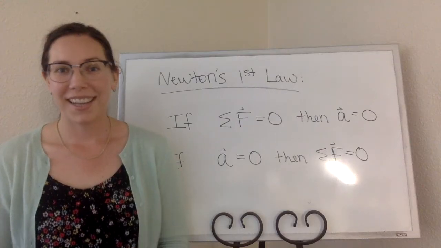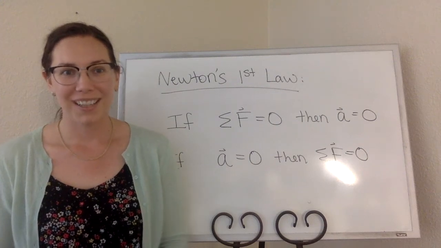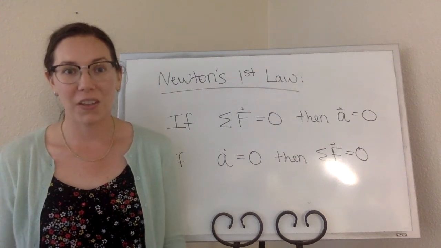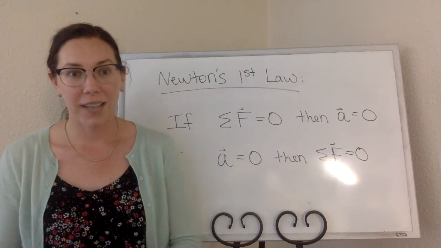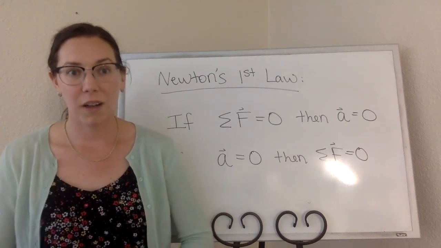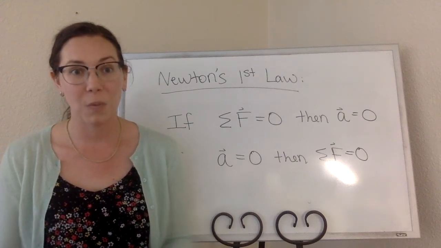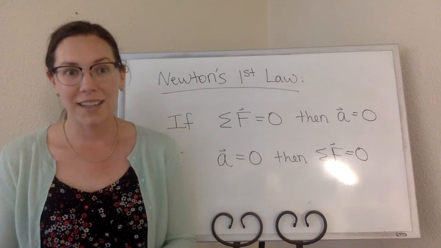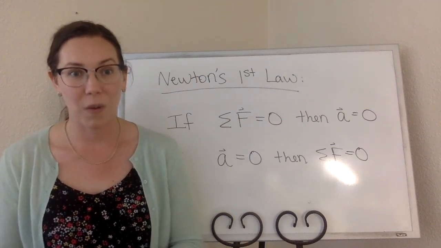Hi everyone! In this section we'll look at objects that are subject to Newton's first law. Newton's first law is also called the law of inertia, and it says two things. An object at rest will remain at rest, or an object in constant motion, which means that it's moving at a constant speed in one direction, will remain in constant motion unless acted on by a non-zero net force.